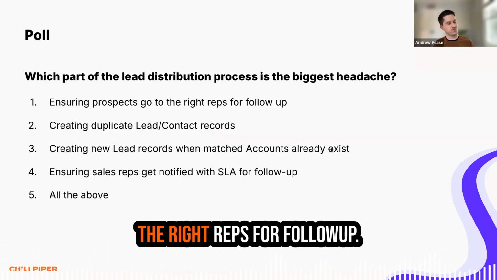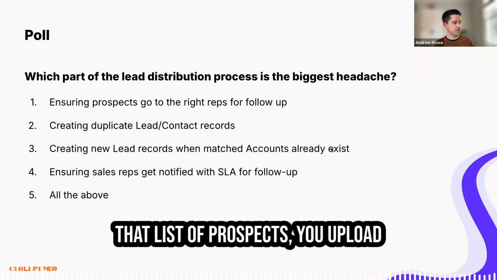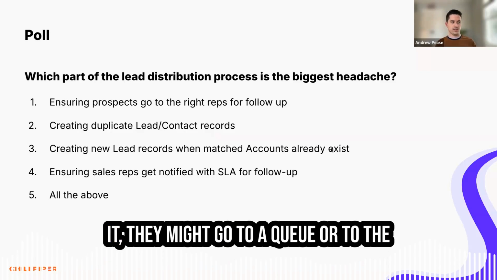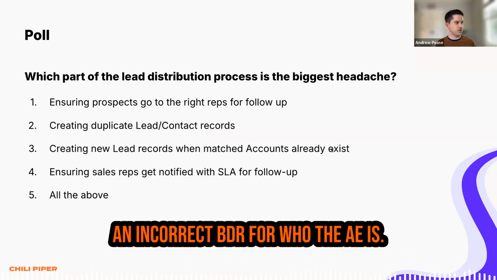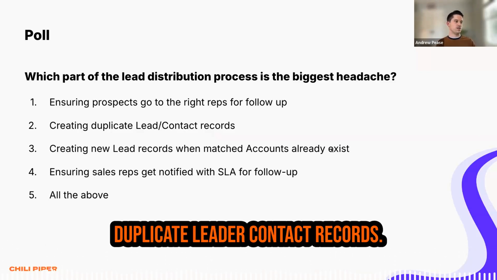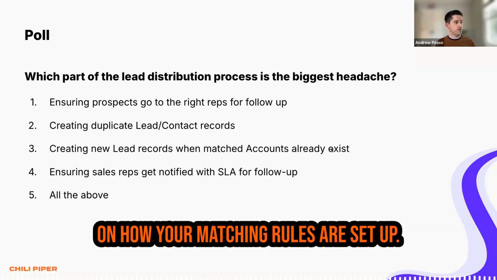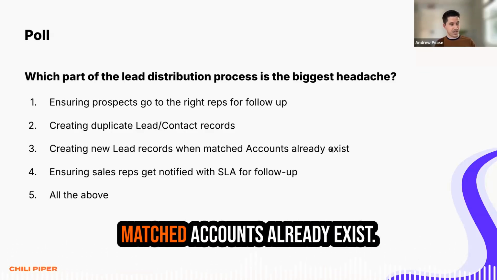Ensuring prospects go to the right reps for follow-up. You host a webinar, or go to an event, and you have that list of prospects. You upload it, and they might go to a queue or to an incorrect BDR for who the AE is. So making sure they go to the right reps for follow-up. Creating duplicate lead or contact records, and you might have different domains, different company names, depending on how your matching rules are set up.